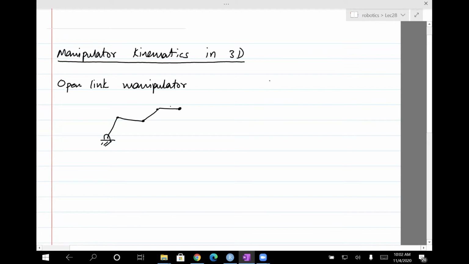This is different from a closed link manipulator, which are something like this. Okay, so somewhere in the manipulator's structure, there is a closed chain.